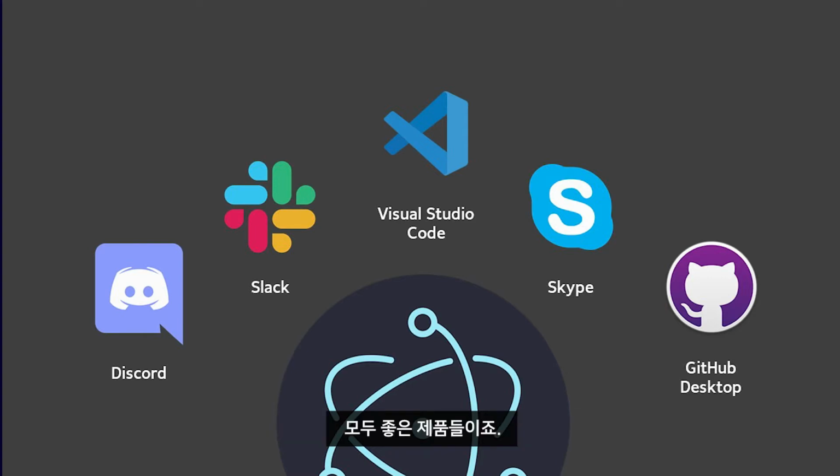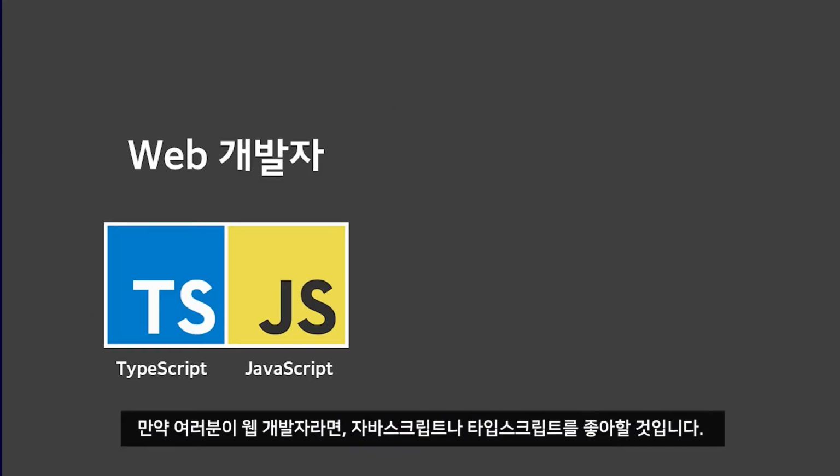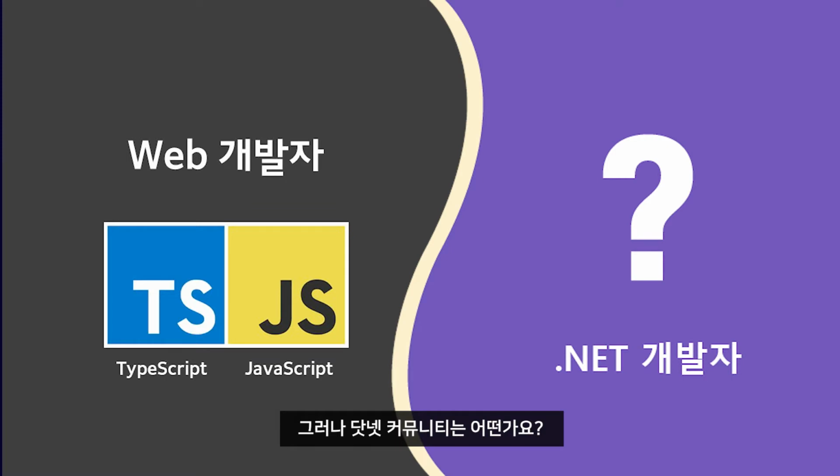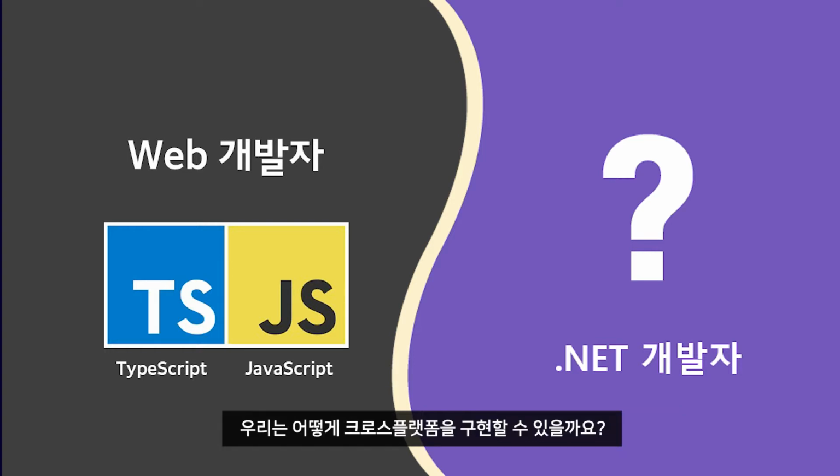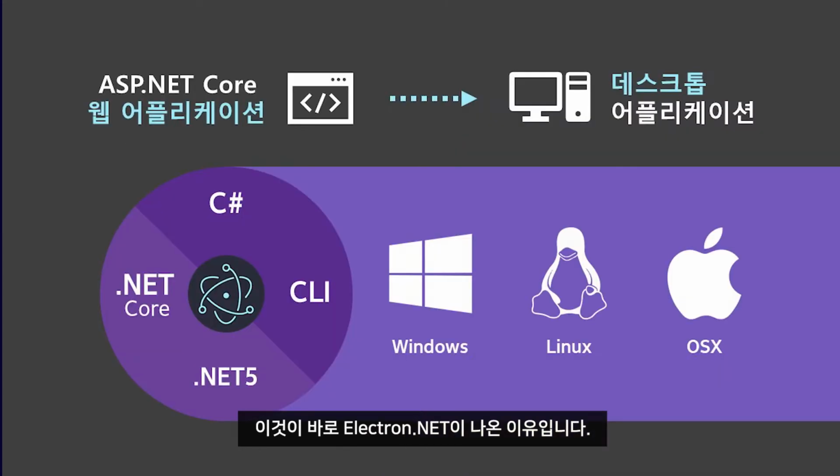And that's all well and good if you're a web developer and you like JavaScript or TypeScript, but what about us in the .NET community? What if we want to develop using C# and using our familiar .NET APIs? How do we do cross-platform? Well, that's where Electron.NET comes in.